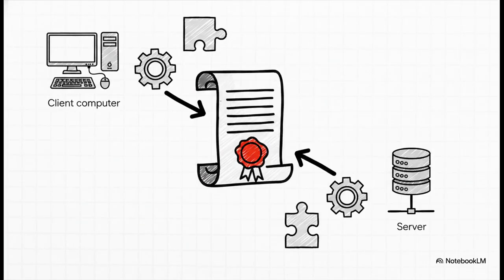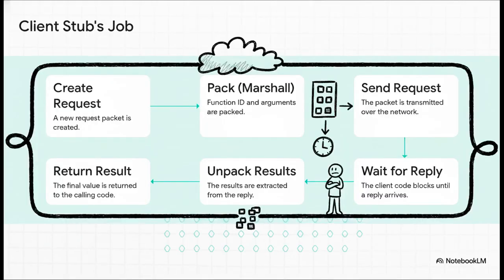The whole system hinges on a shared contract. It's called an interface definition. Think of it like a rulebook that describes all the functions that can be called from far away, what their names are, what arguments they need, and what kind of answer they'll give back. Both the client and the server use this exact same rulebook to automatically generate the right stub code for their side of the conversation.